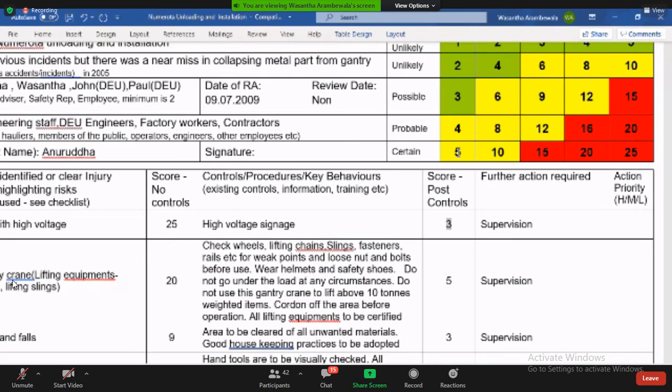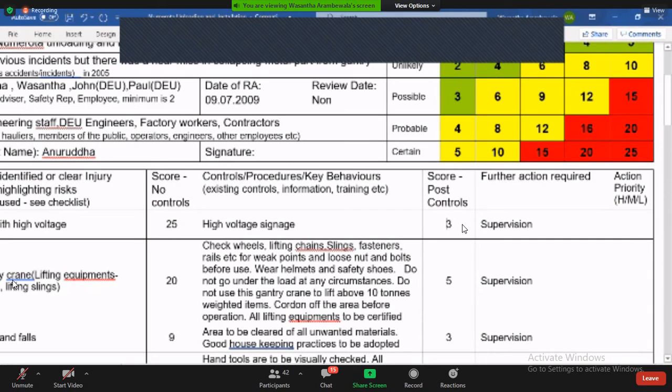It could be certain, no? Yes. Right. If it happens, 5 times 5, 25. Okay. Then that means it's still high. Then what are the further actions? What further actions can you do?